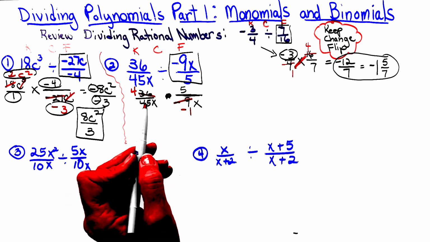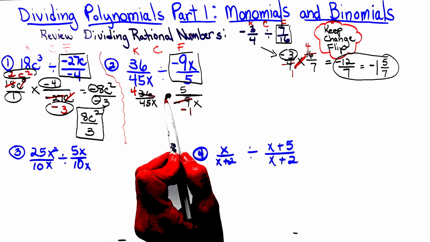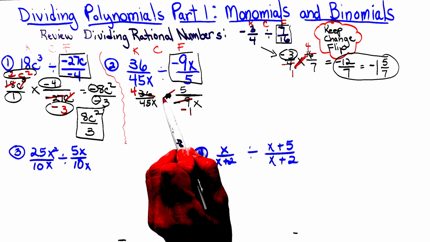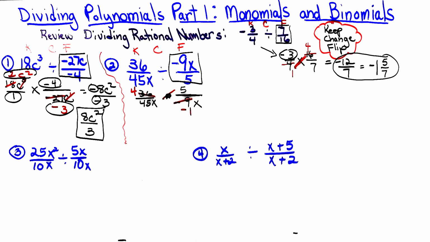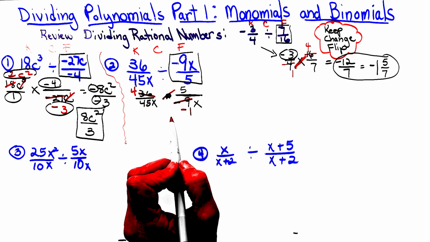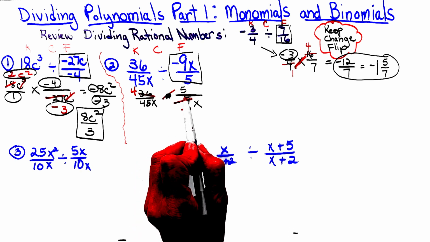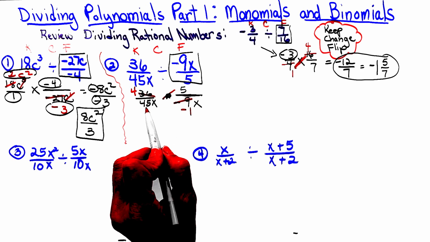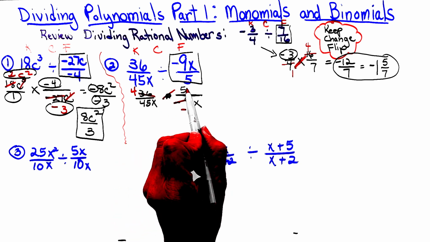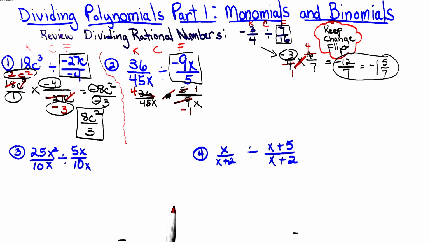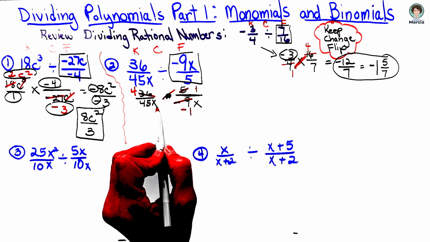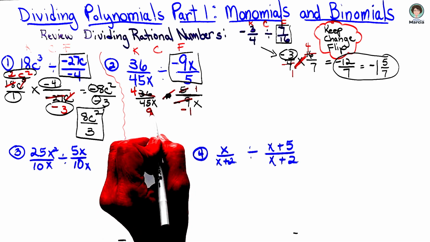Okay? And now I am going to go the opposite direction. I'm going to see, can I simplify anything here? And yes, I'm loving it. I can use my 5 because 5 is a common factor of 45. So 5 divided by 5 is 1. And 45x divided by 5 is 9x.